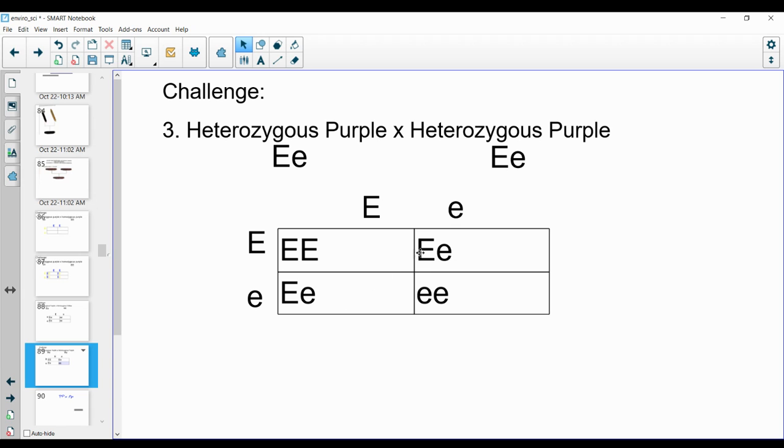Then you'll see here there's 2 out of 4, or a 50% chance, that heterozygous purple corn would be produced. And then right here there's a 1 in 4, or a 25% chance, that homozygous yellow corn would be produced here. Okay, and that's the only way yellow corn can be produced, is if you have two recessive traits or two lowercase letter e's, because purple is dominant over yellow.